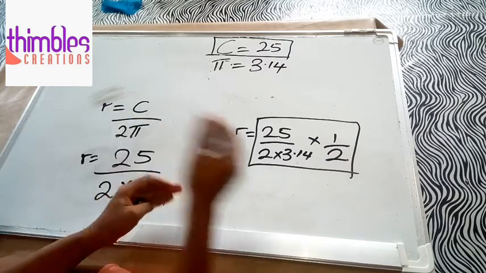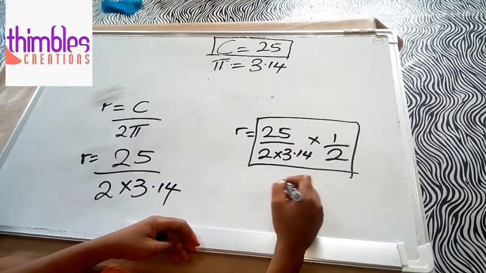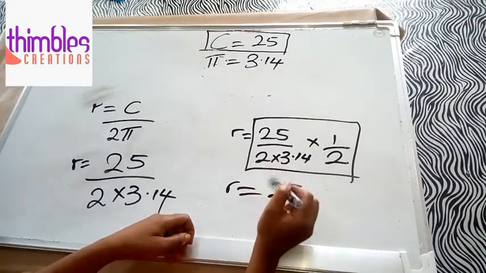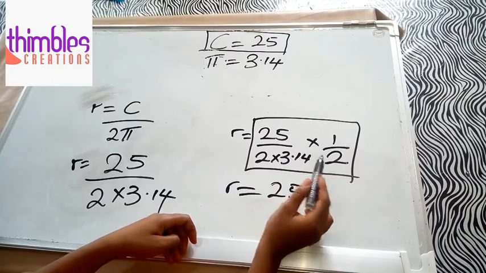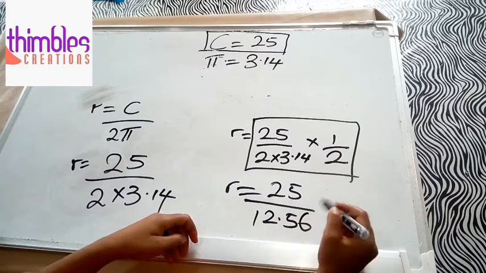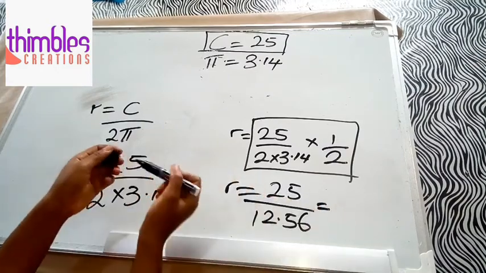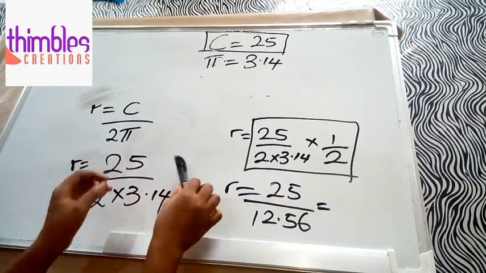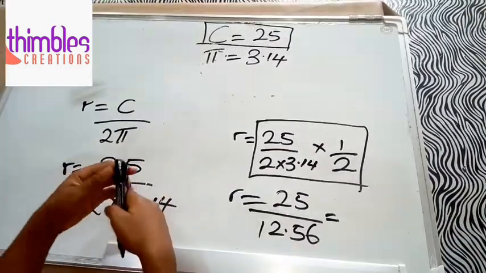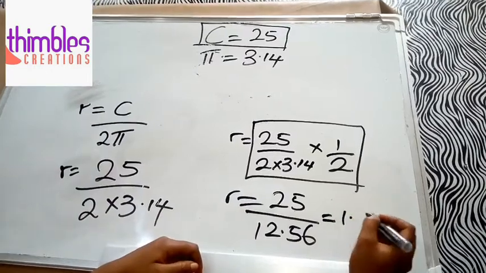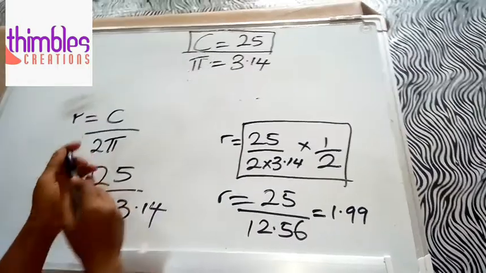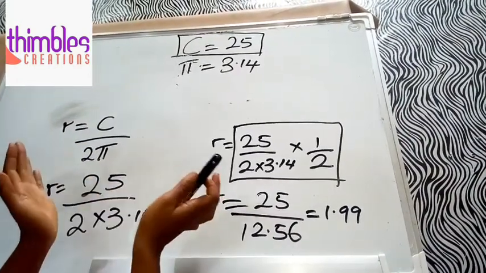So 2 times 3.14 gives us 6.28, times 2 gives us 12.56. So 25 divided by 12.56 gives us 1.99. That's approximately 2 inches. So it is time to cut it.